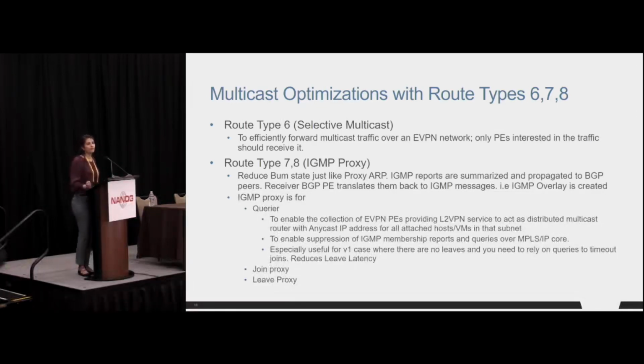Route types 7 and 8, for those of you who are familiar with MVPN, it's exactly the same thing. In MVPN, we convert PIM state to BGP state, right? Same thing that's happening here. We are converting an IGMP join to a BGP message or an EVPN message. So a route type 7 is an IGMP join sync route in EVPN. And all it is is a mapping of a real IGMP join that I have received on my L2 segment. Route type 8 is the corresponding leave message.